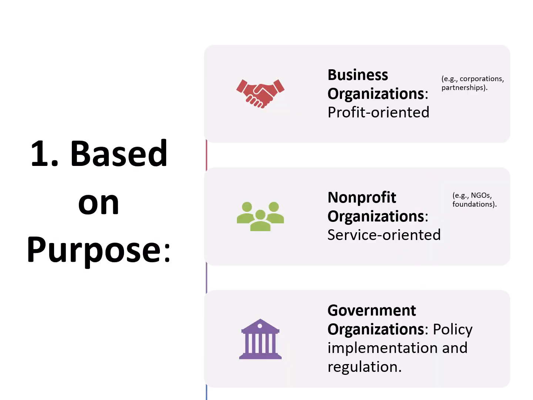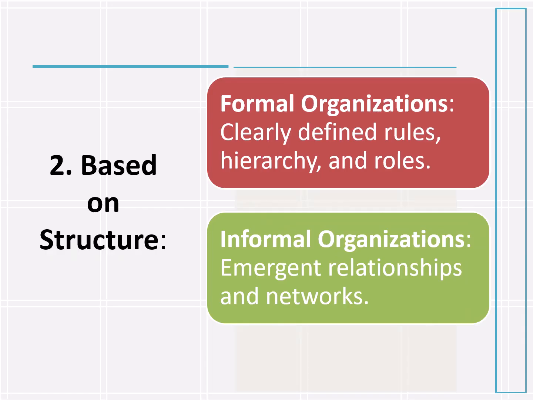Organizations can be categorized based on their purpose into three types: business organizations, which are profit-oriented entities such as corporations and partnerships; nonprofit organizations, which focus on service and include NGOs and foundations; and government organizations, which are responsible for policy implementation and regulation. Organizations based on structure are classified as formal and informal.